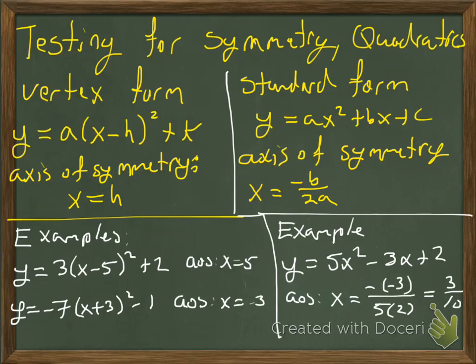Okay. If you're in standard form, ax squared plus bx plus c, the axis of symmetry, or the line of symmetry, is the same thing as the x-coordinate of the vertex. And you've done that a bunch. So I have one example here where I find the axis of symmetry, the line of symmetry. It's negative b over 2a. So it'll be negative -3, which is positive 3, over 5 times 2, which is 10.